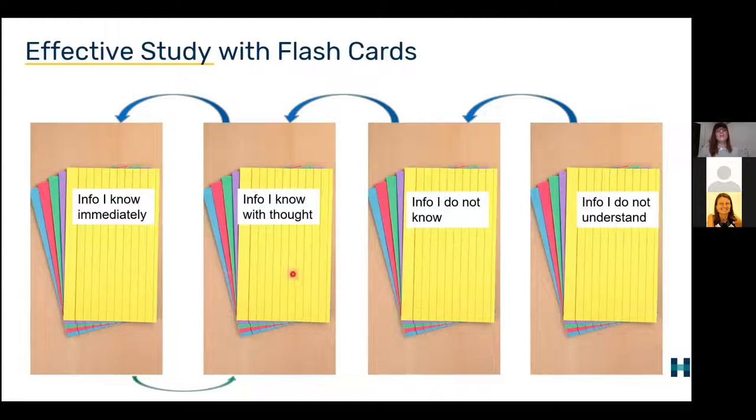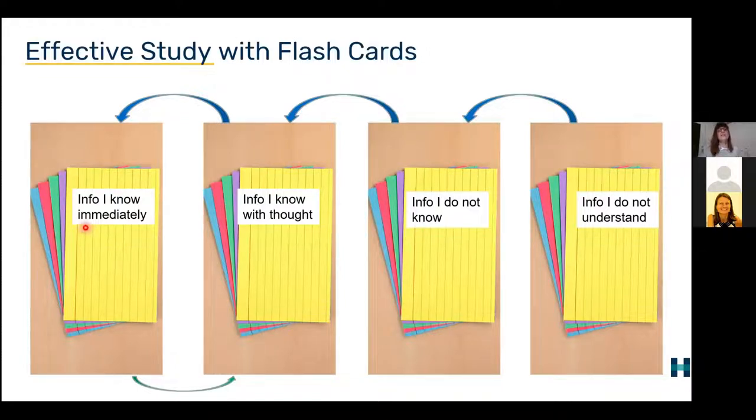Once I've gone through my stack of flashcards, I take the information I don't understand and either email the teacher, schedule a time to meet with the teacher, or get with a study buddy. This is the pile where you actually have to take action beyond memorizing or studying. I then pick up the next pile, and if I know it with thought this time, I move it to the pile next to it. If I know it immediately, I move it all the way up.